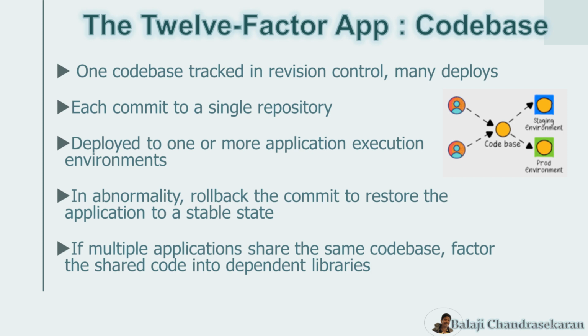Each commit to this single repository can produce artifacts that will be deployed to one or more application execution environments like test, acceptance, or production. This single repository can also contain resources like build or release scripts like YAML files and resource provisioning scripts like Terraform files. If an anomaly or bug occurs, rolling back the commit will restore the application to a stable state. Multiple apps sharing the same code is a violation of 12 factor. If multiple applications share the same code base, the solution is to factor this shared code into libraries, which can be included as external dependencies.